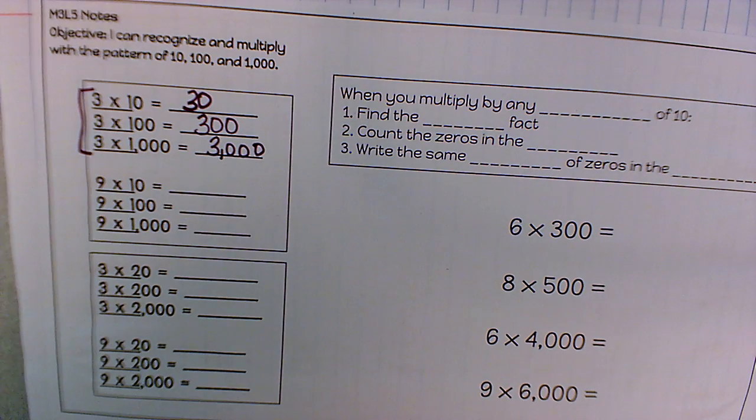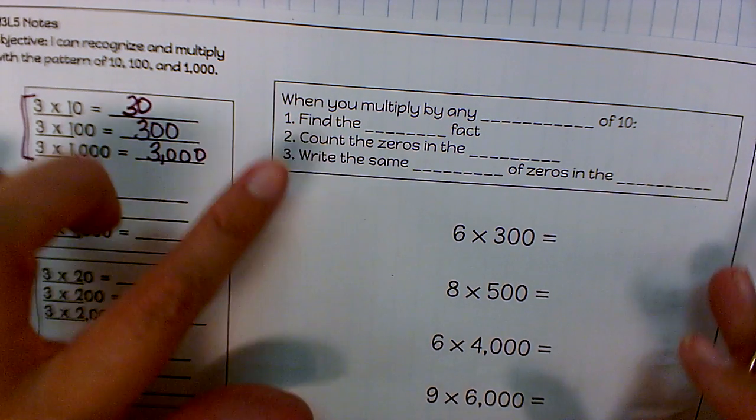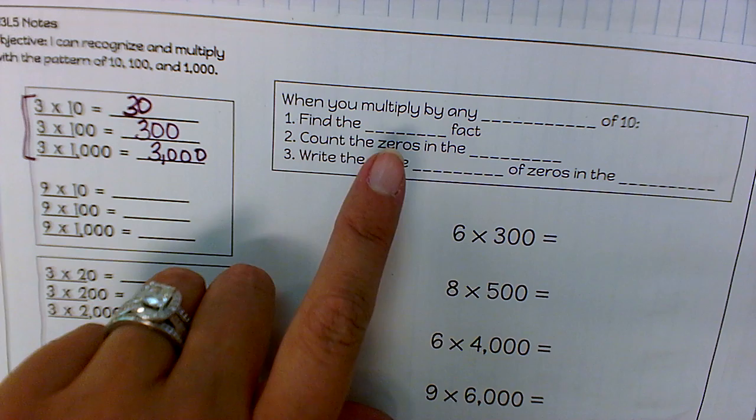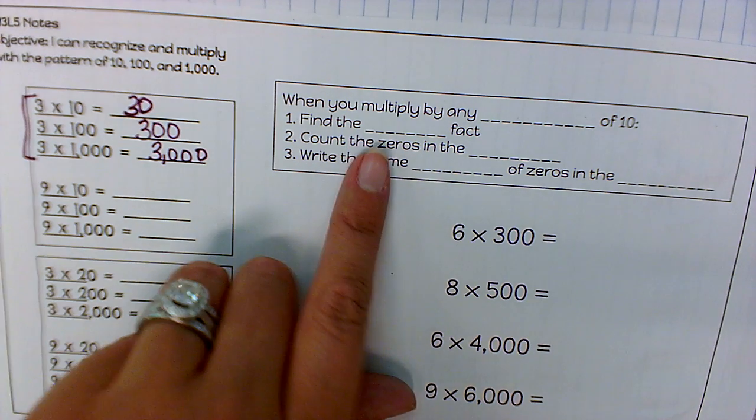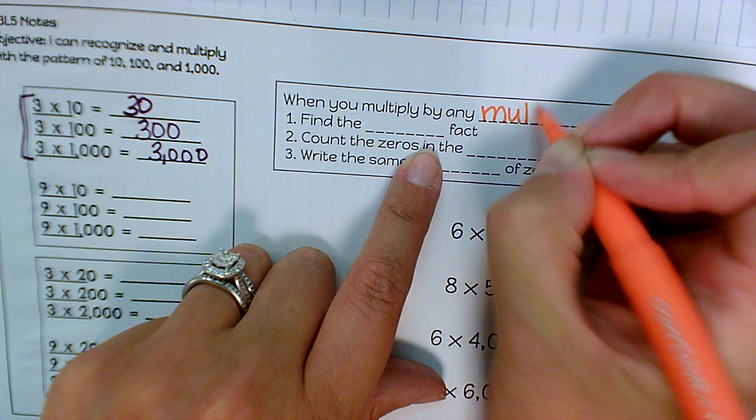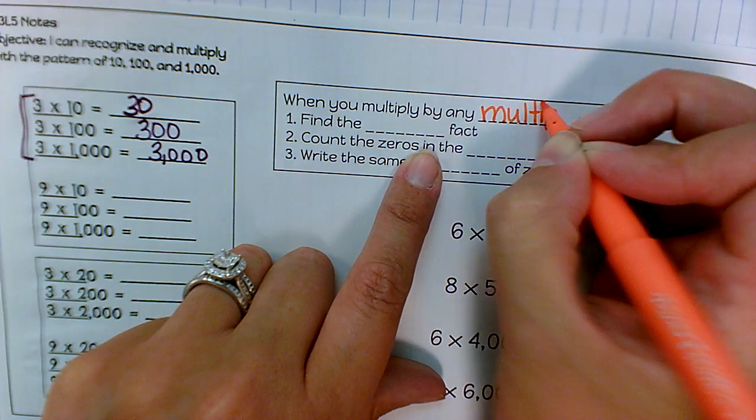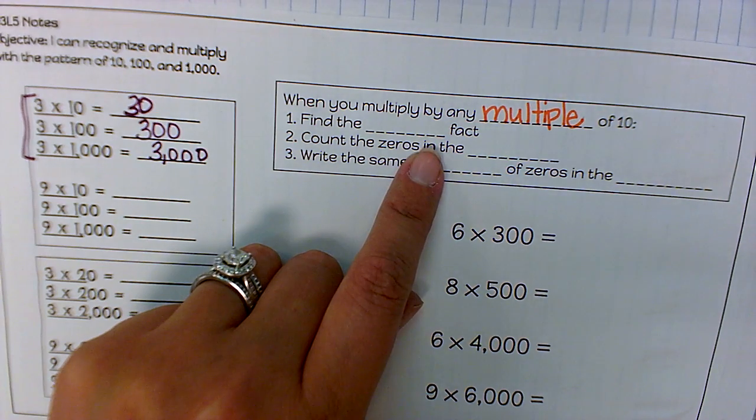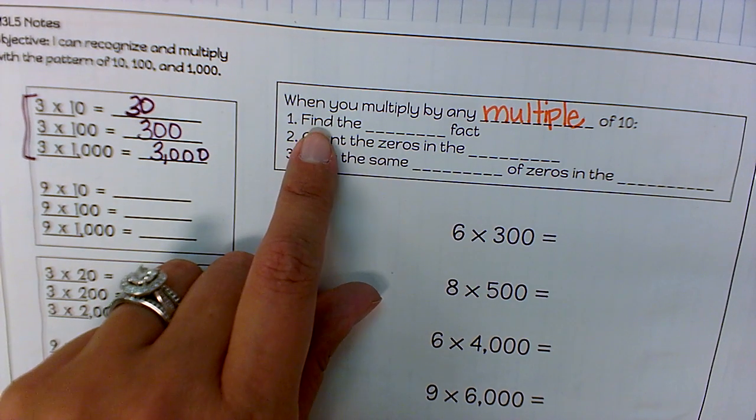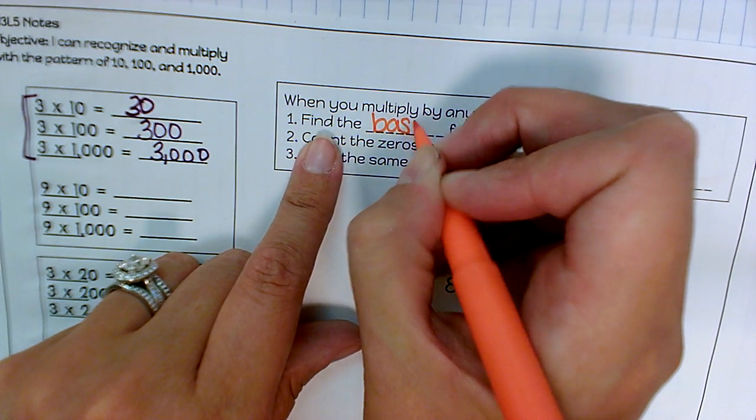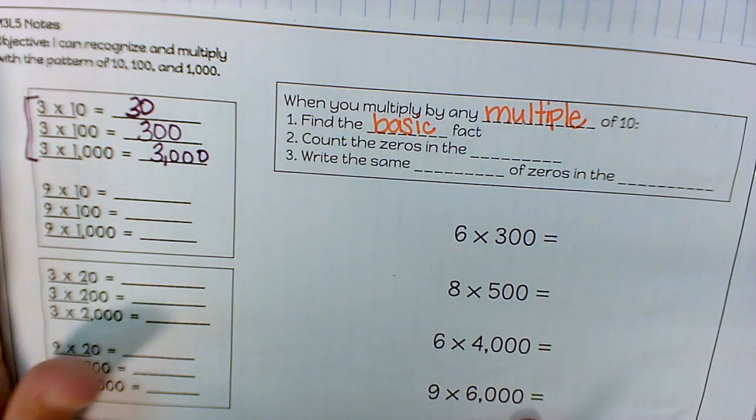So now, fourth graders, I want to show you a little trick. And so I want you to slide over here to this box that's going to tell us our steps. Okay, and it says when you multiply by any multiple of 10, here's what we're going to do. First, we're going to find the basic fact. So look back over here.